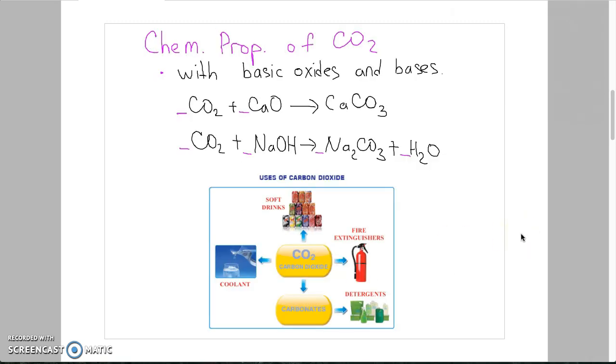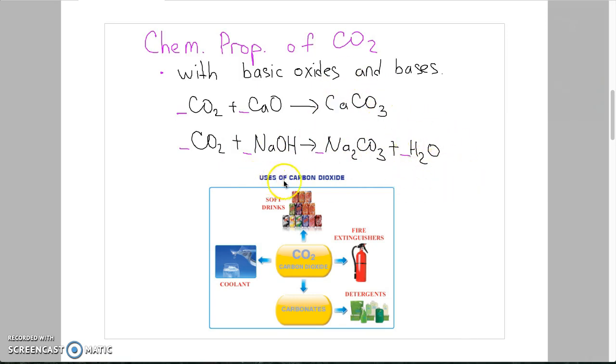Chemical properties of carbon dioxide. Carbon dioxide reacts with basic oxides and bases. Here we have a basic oxide and a base. In both we have carbonates. In the first product we have carbonate, and in the second we have carbonate and water.